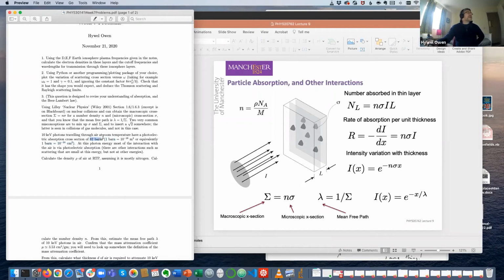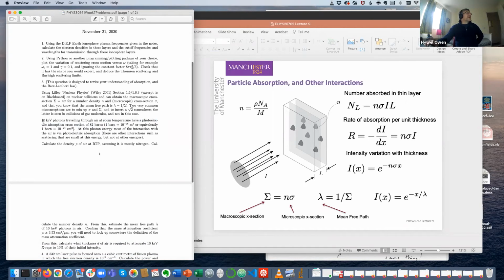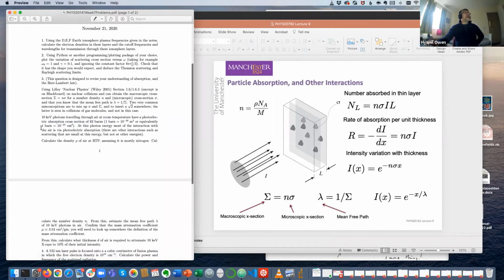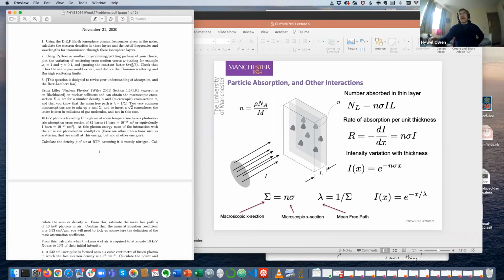As you can see, it often has values around about 1 as opposed to 10 to the minus 28. And we're going to use this photoelectric absorption cross section, and this is the area of each atom in the nitrogen as it presents itself to the photons. So this cross section applies to each nitrogen atom. So the first thing we need to know is how many nitrogen atoms do we have in the air? So that's the first part, is calculate the density rho.